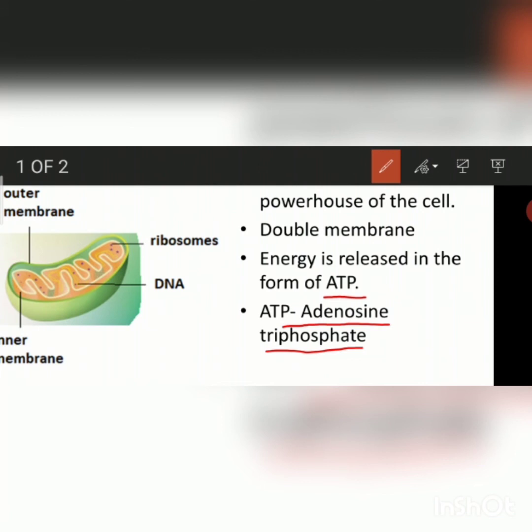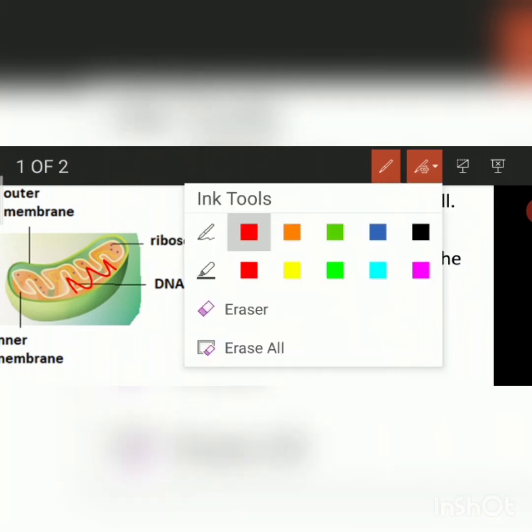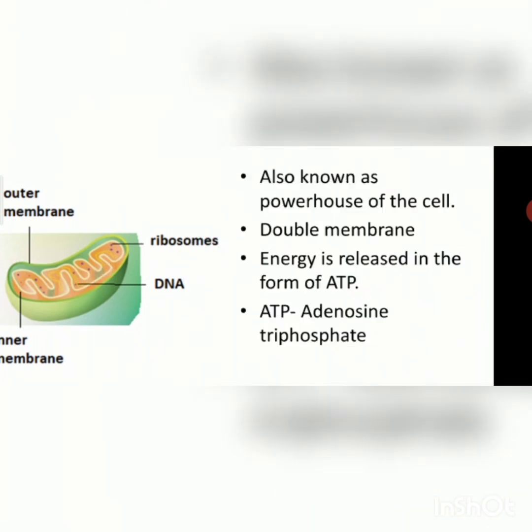Now the body will use the energy that is stored in ATP for its various activities. And I already told you the inner membrane is deeply folded. It is deeply folded to increase the surface area for ATP production.